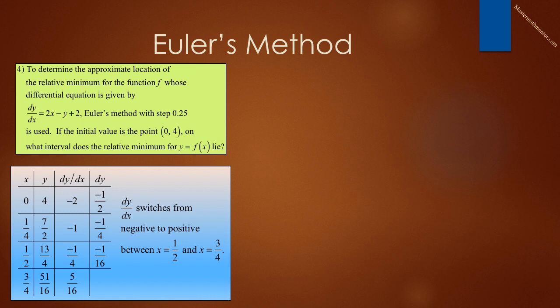We then go down to 3/4 for x. y is 51/16, and dy/dx is now 5/16. And we can stop because we notice that dy/dx has switched from negative to positive, which means that this must happen somewhere between x equals 1/2 and x equals 3/4.